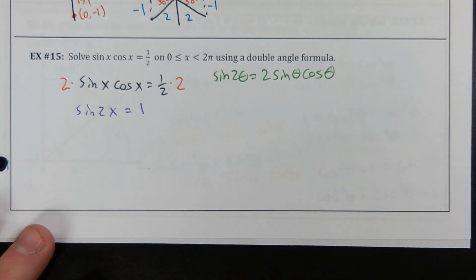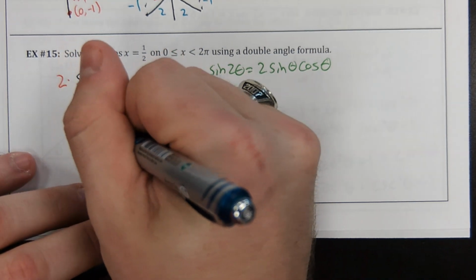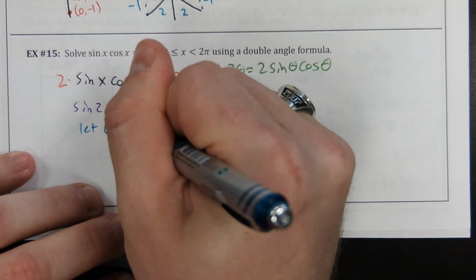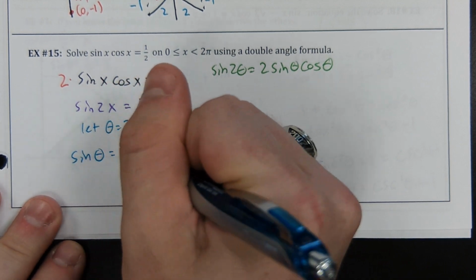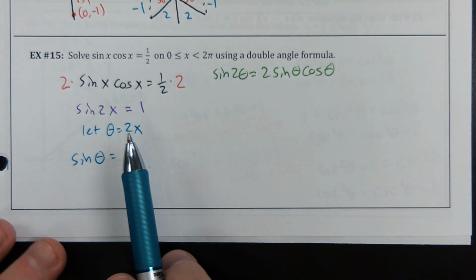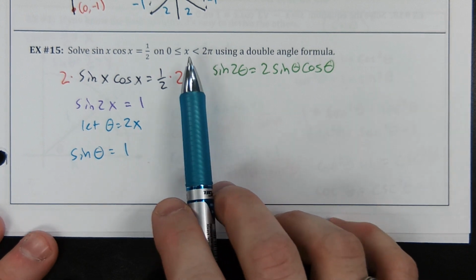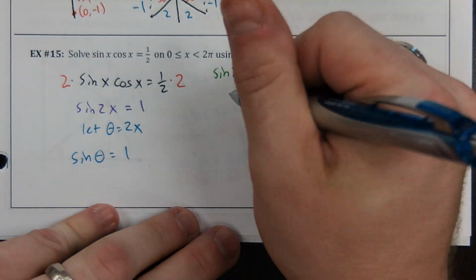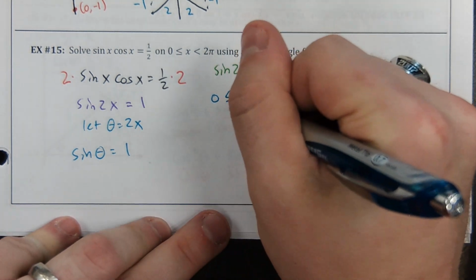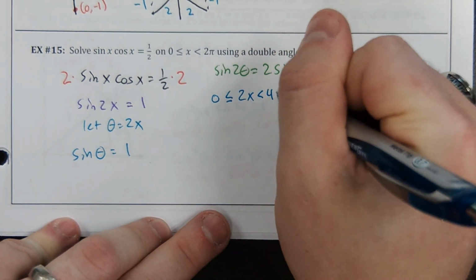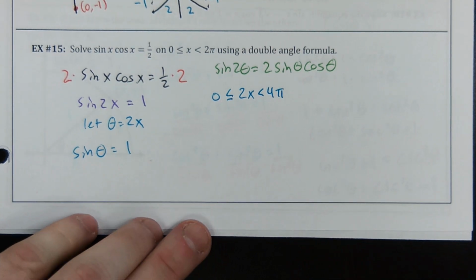I'm going to make a substitution so that it says sine of theta is 1. But if I make a substitution in the function, I have to make a substitution in the domain. I have to stretch that domain out. So if I double all 3 of those things, I can now make the substitution.